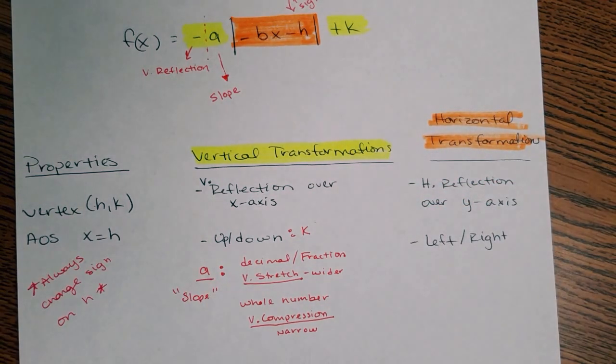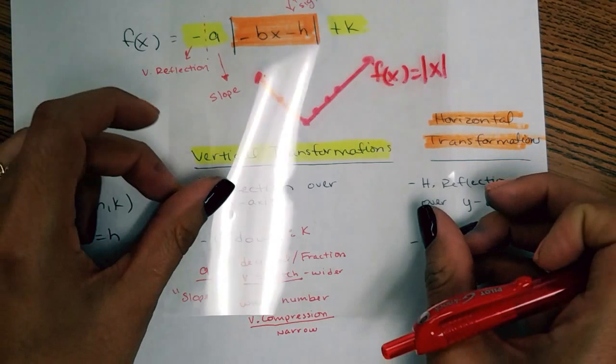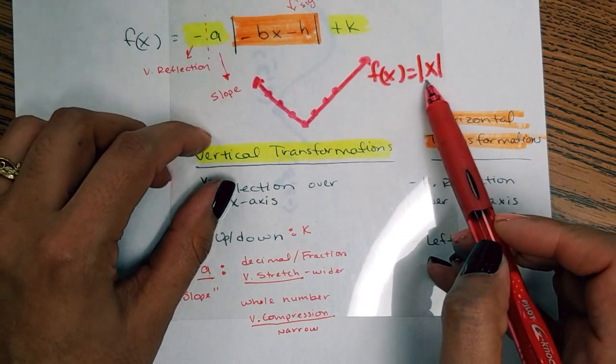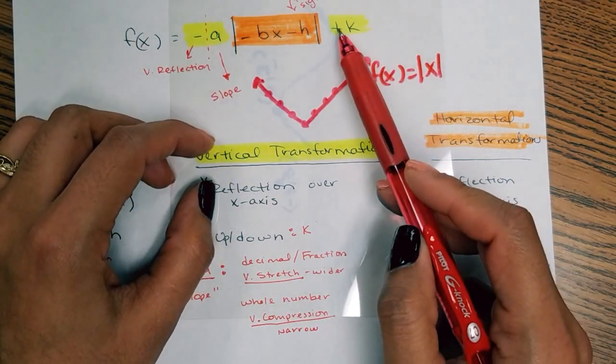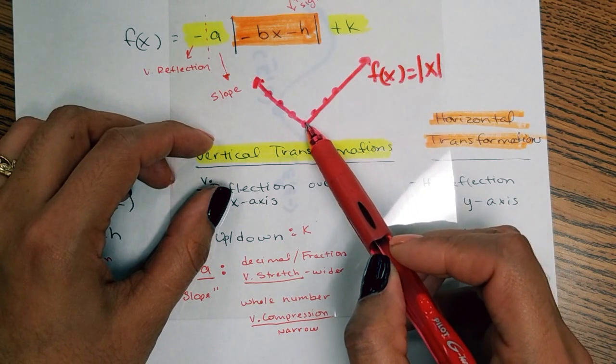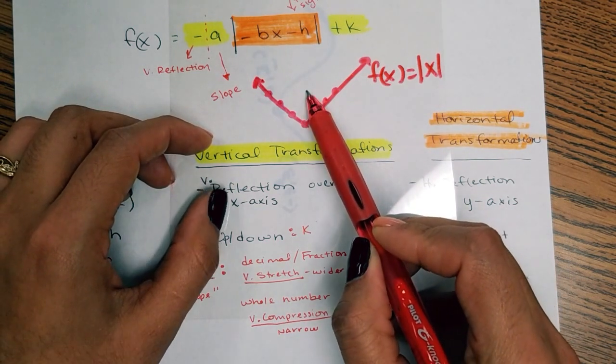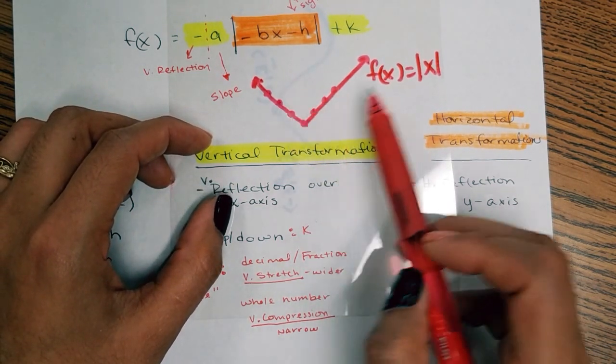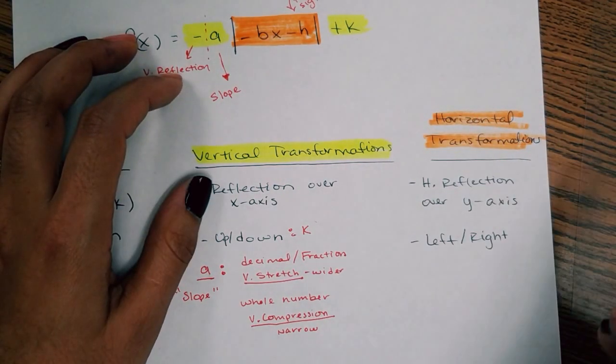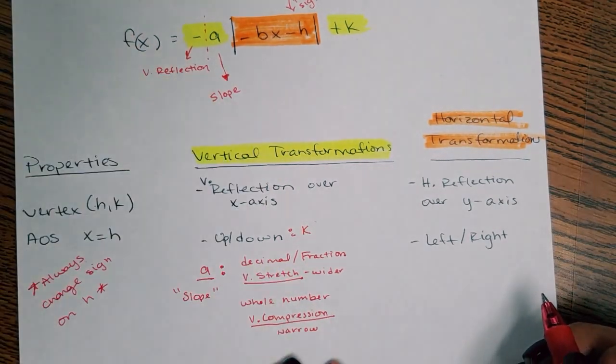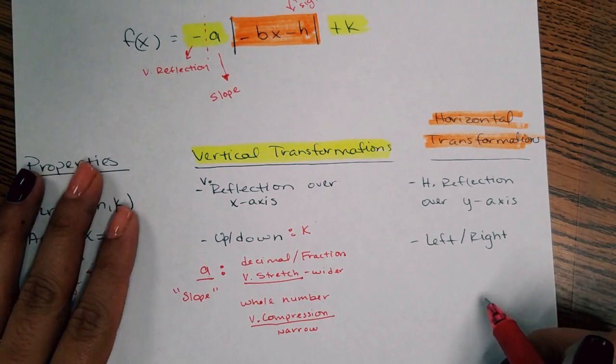And by up and down, I mean transformations from the parent function. Okay, so you know that your parent function is this one here, the absolute value of x. So if we have a transformation of up 2, that means that your vertex is going to move up 2 spaces from the parent function. And that's it. Okay, so these are your vertical transformations here.